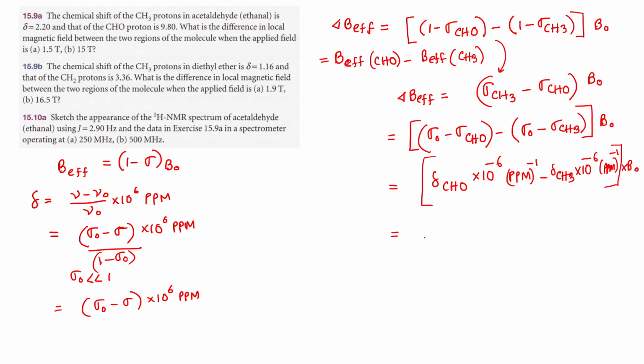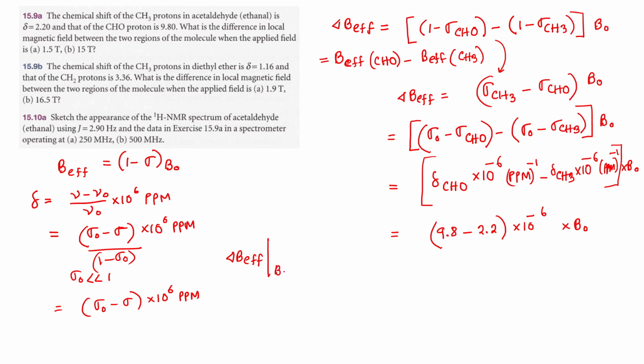Yeah, delta CHO is given, right? 9.8 minus 2.2 into 10 to the power minus 6 into B0, and these are ppm, so ppm and ppm inverse are going to cut, right? I have jumped that step. So here the delta is just, they have written 2.20, but delta is equal to 2.20 ppm. Okay, just remember that.